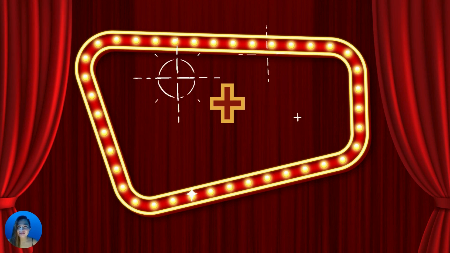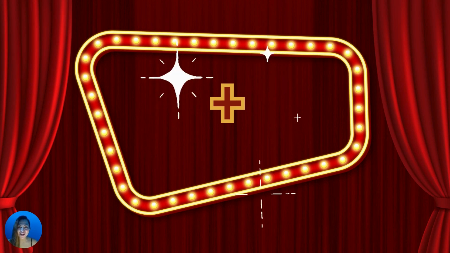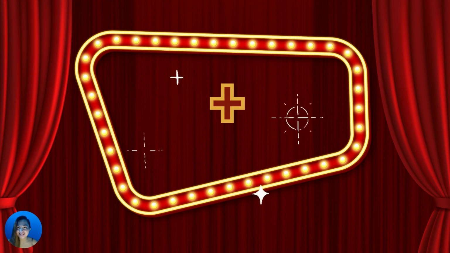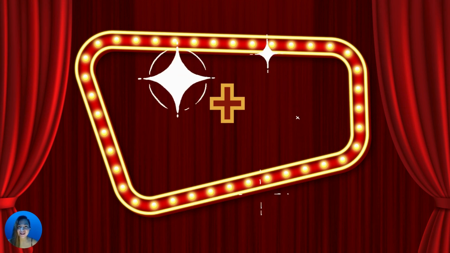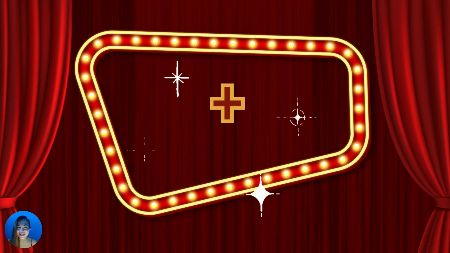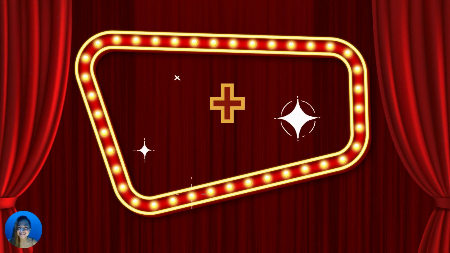The mathematical symbol for addition is a plus sign. What is the mathematical symbol for addition? Very good. It's the plus sign. Can you write it in the air? Great job!